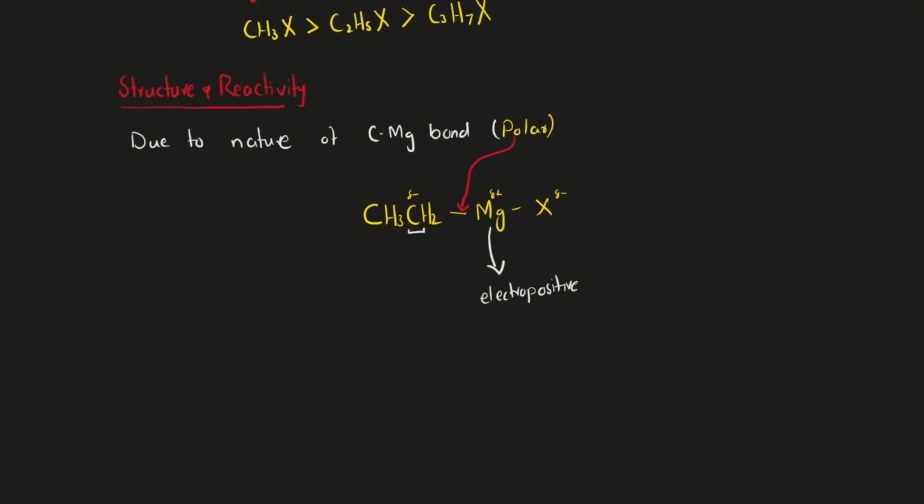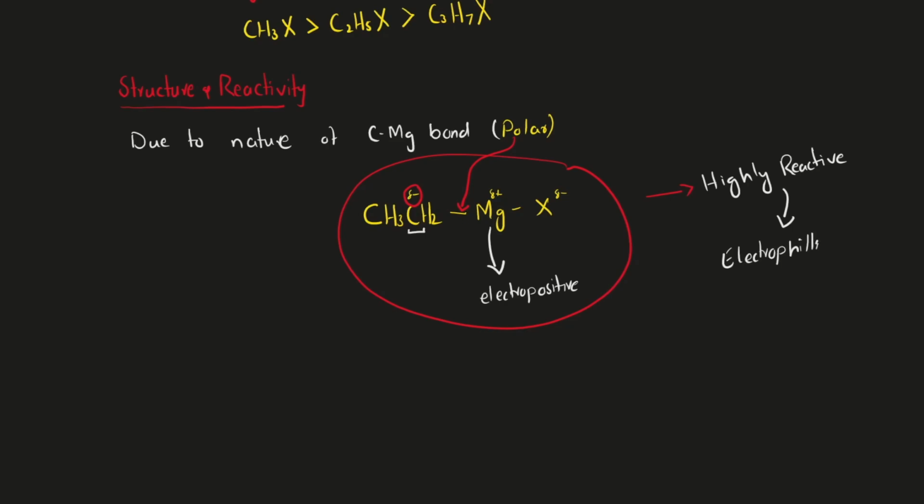As you know, negative charge on carbon is unusual, which makes it highly reactive toward electrophilic centers. This is a highly reactive reagent, and most reactions started by Grignard reagents are exothermic.